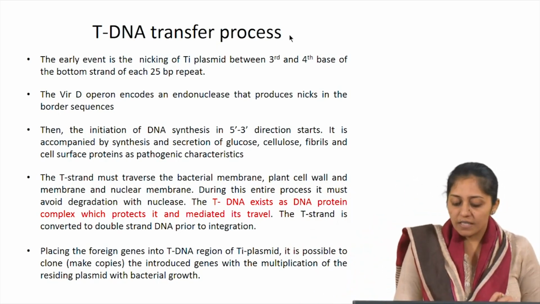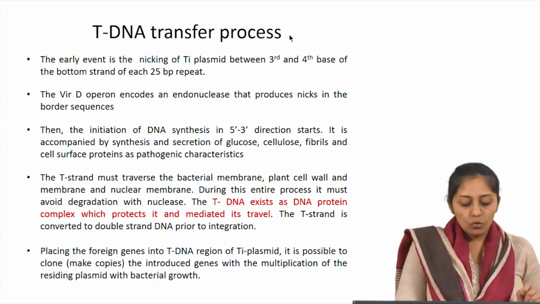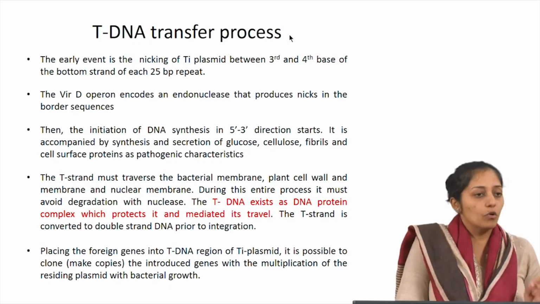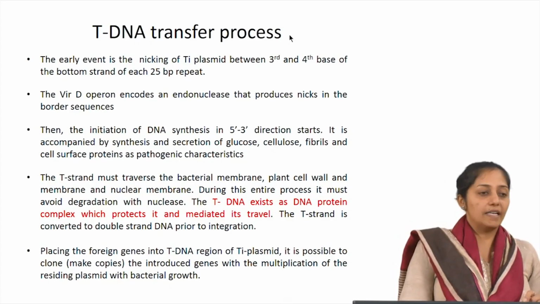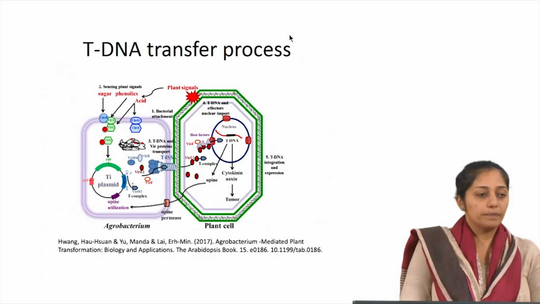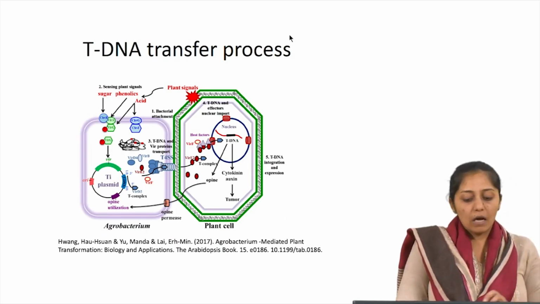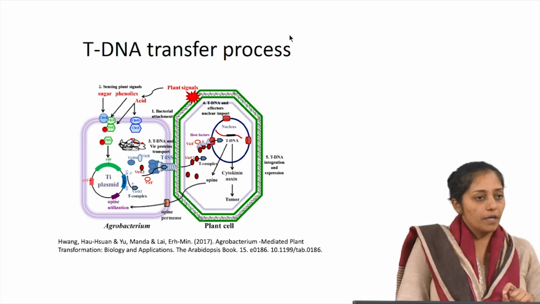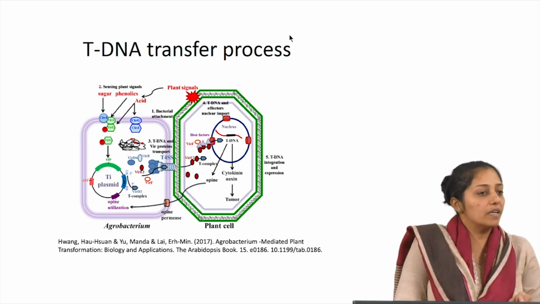Placing the foreign genes into the T-DNA region of the Ti plasmid makes it possible to clone, that is, make copies. The introduced genes are multiplied with the multiplication of the residing plasmid within the bacteria, with the bacterial growth. So this is what we were talking about, the various events. You can read that and correlate with the figure.